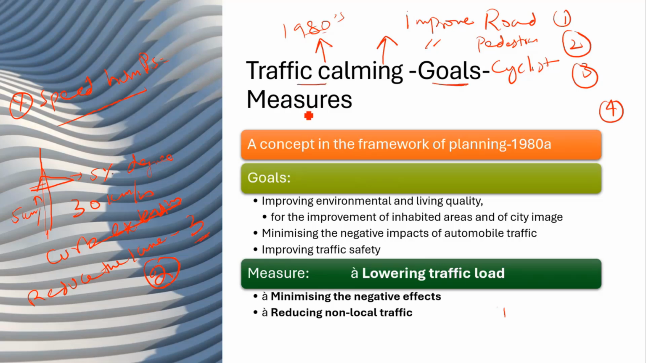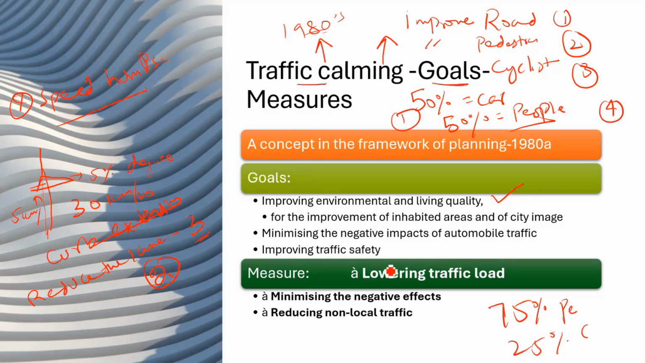What will be its goal? The first goal is that we are trying to improve the traffic condition through more equality between automobiles, pedestrians, and bicycles. For example, if someone comes up and says plan 50% for the car and 50% for the people, that is concept number one. The second concept is plan 75% for the people and 25% for the car.